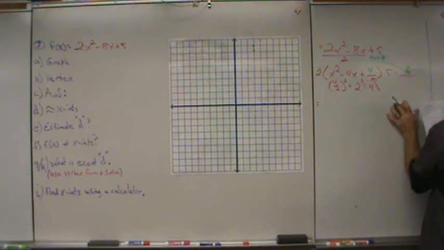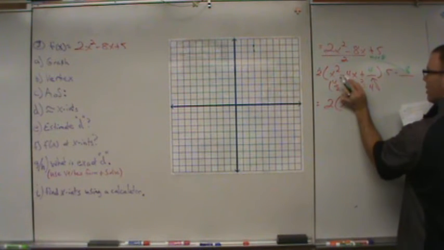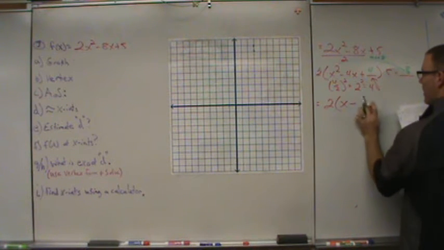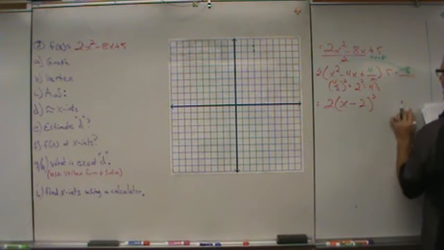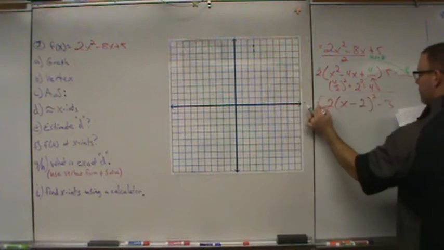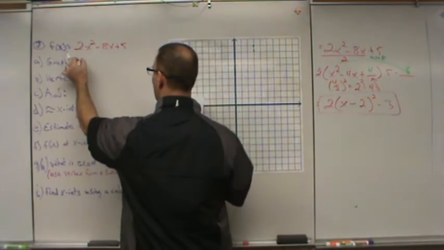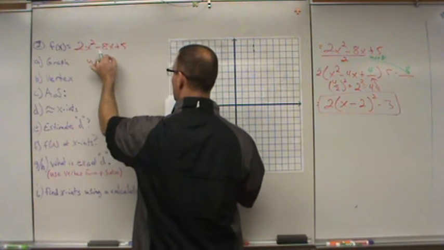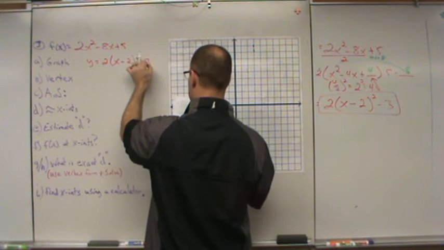And then the last step is vertex form. 2x plus or minus becomes minus. Go back to your original equation even. 2, remember this h value is what you took half of, squared. 5 minus 8 is negative 3. So here's my problem in vertex form. And I'm just going to rewrite that over here. So y equals 2x minus 2 squared minus 3.